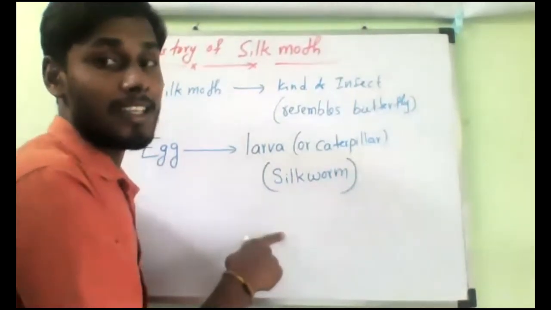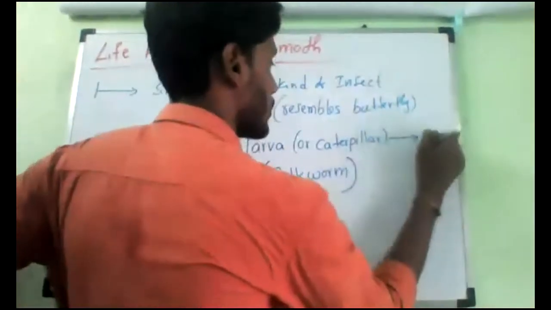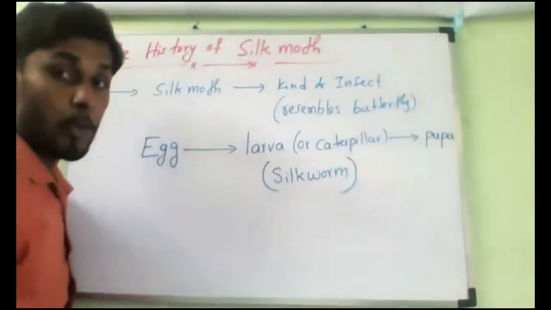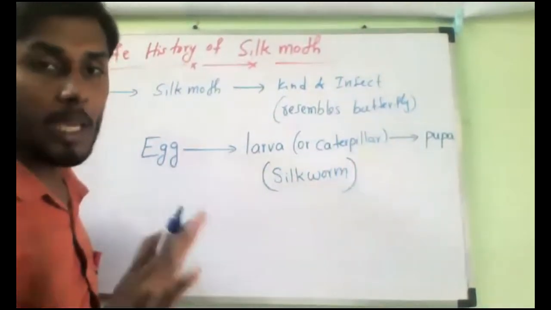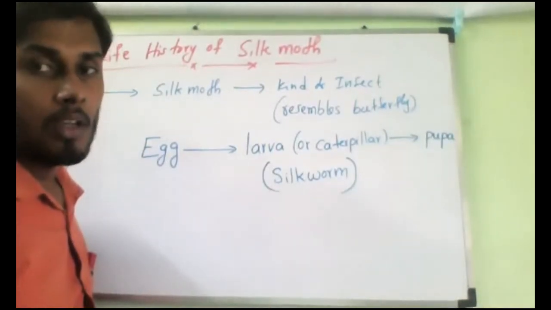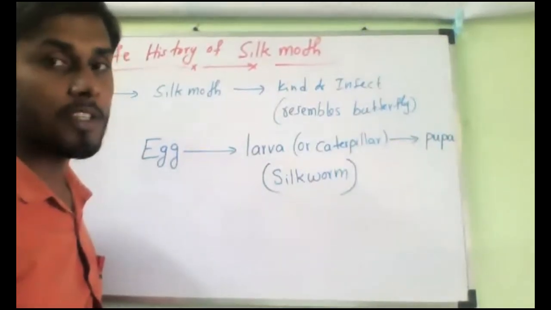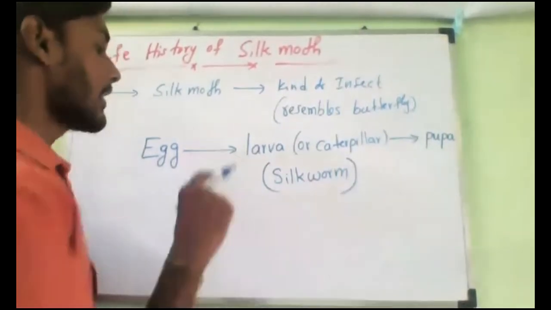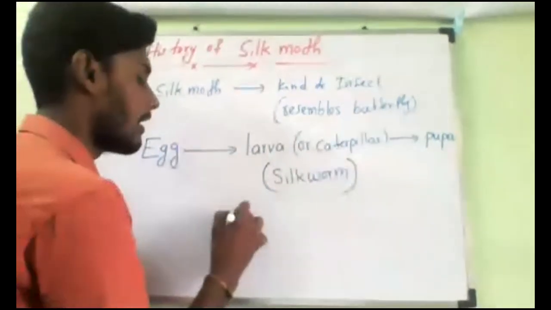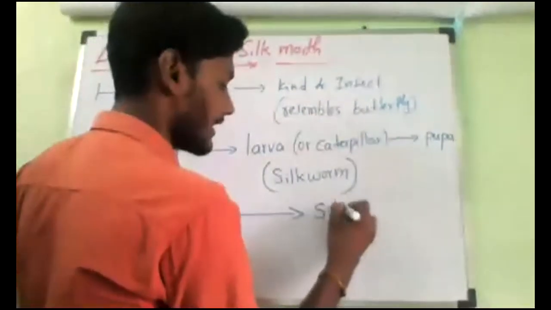And it is encased in a form called pupa, the next stage. It will turn into pupa. P-U-P-A, pupa. So between the hatching of eggs and the formation of the adult silk moth, it forms the larva as well as the pupa stage. After this pupa, it forms the adult, which is called the silk moth.